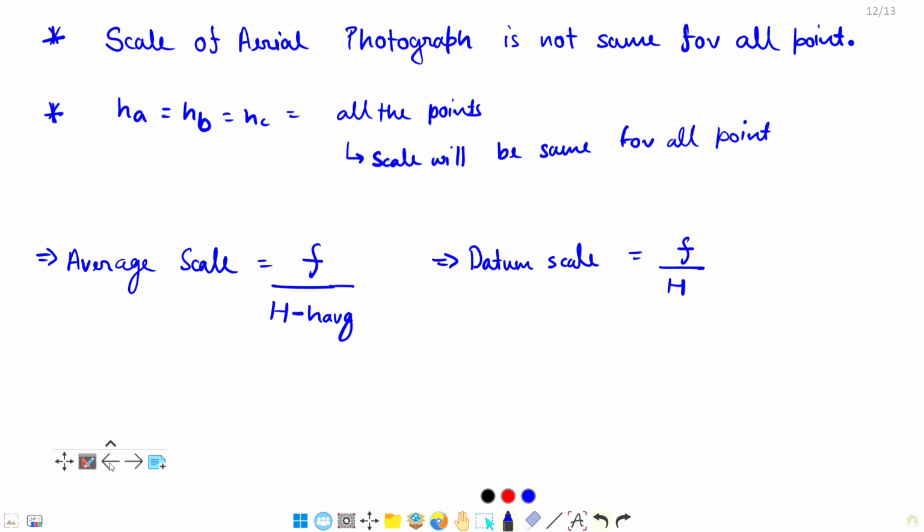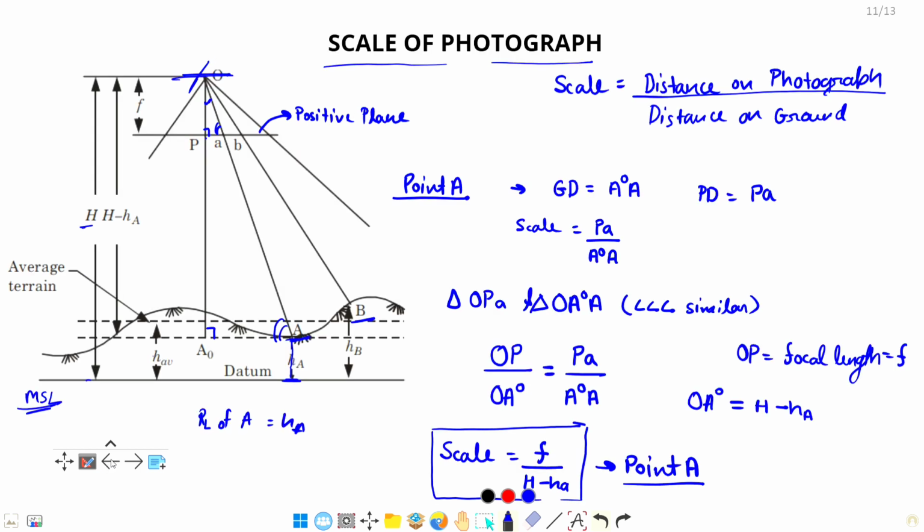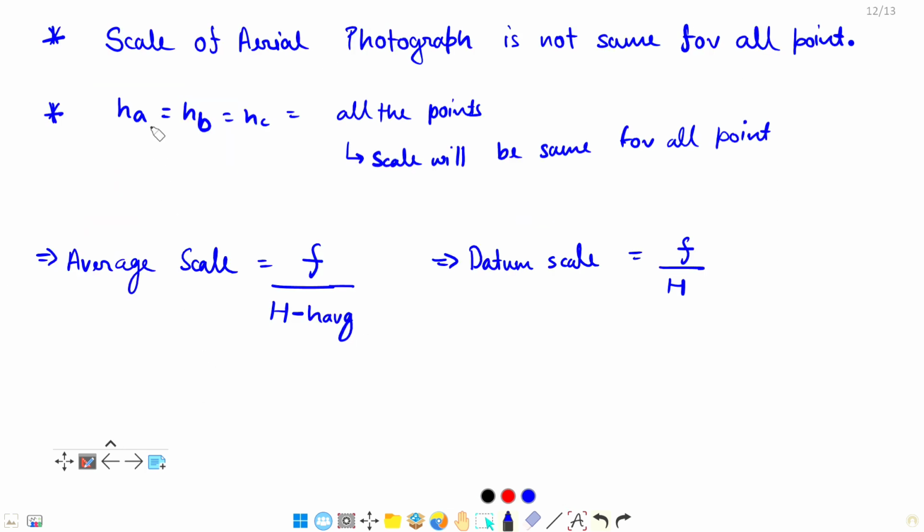So we will do questions also in the next video. Before that, try to understand scale of photograph from this video. It is very important. Just by applying the similarity concept of triangles, we calculate the scale of photograph, that is F upon H minus HA. Here F and H are the same for every point, that is focal length and height of the flight. But RL, or we call it height of any point, is different from point to point. So scale is not the same for any terrain, at all points.